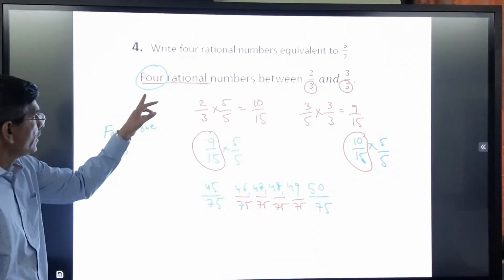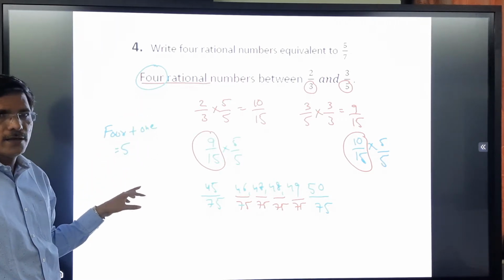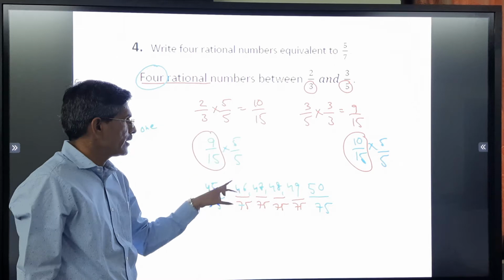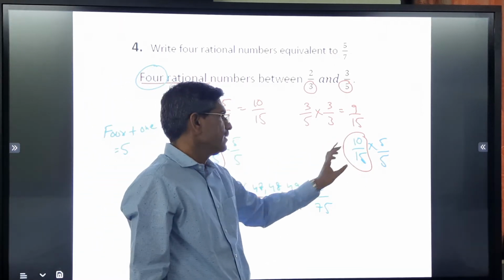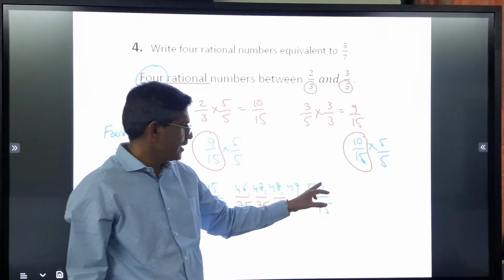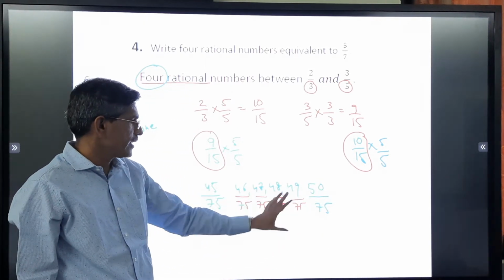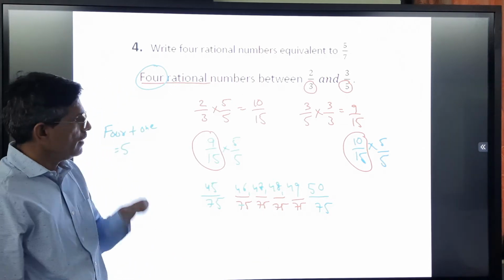How many numbers do I have to find out? 4. So 4 plus 1, that is 5. Now I have to multiply numerator and denominator by 5. The number range is 45 upon 75 and 50 upon 75. So 46, 47, 48 and 49.